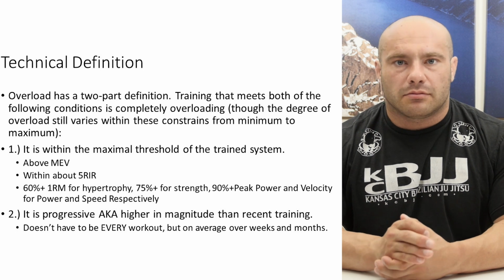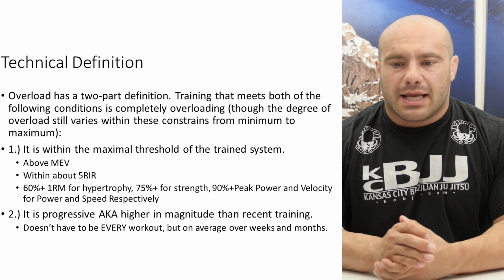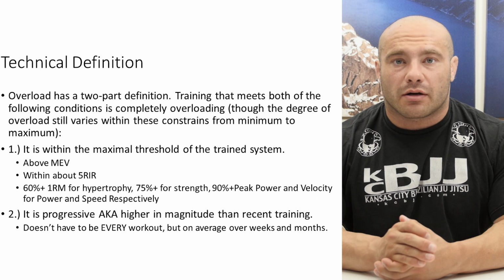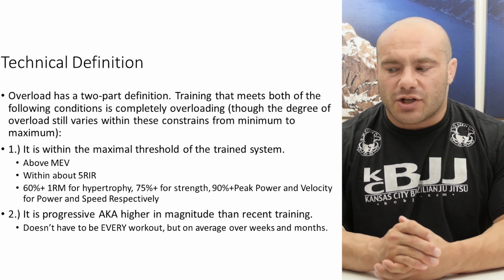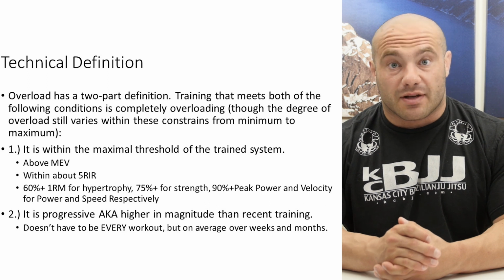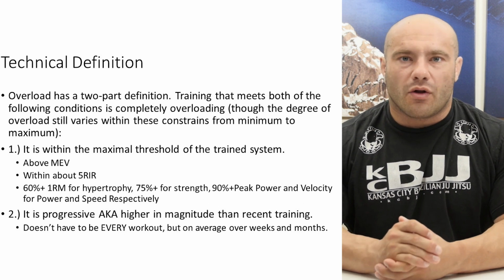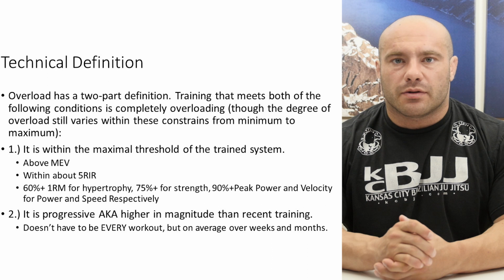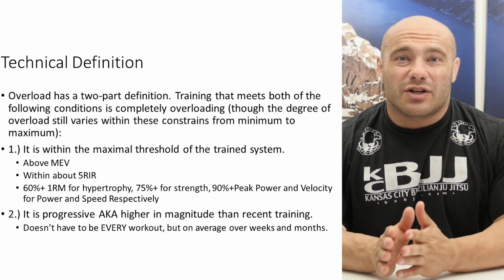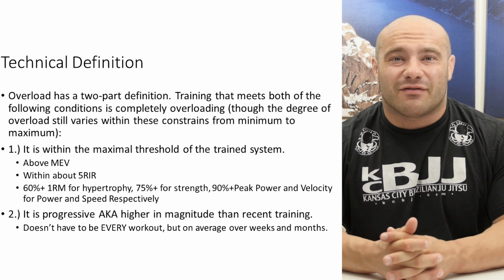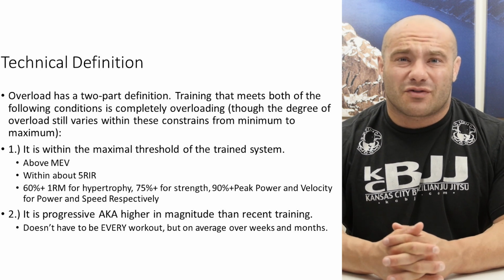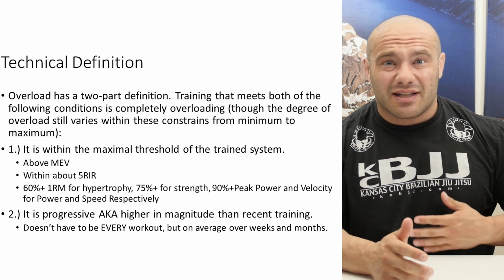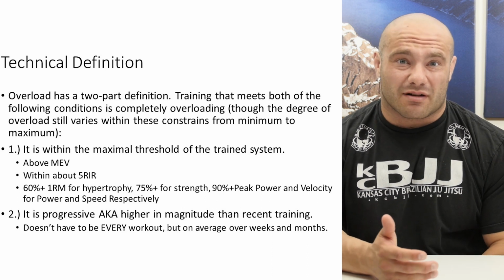Condition number 1, to put simply, is that training has to be hard. Put technically, it has to be within the maximal threshold of the trained system. Some examples. For volume, how much training should you be doing? Well, it should be above what we term minimum effective volume. It sounds like a super fancy term. It's actually really simple. The smallest amount of training that actually gives you some sort of results, right?